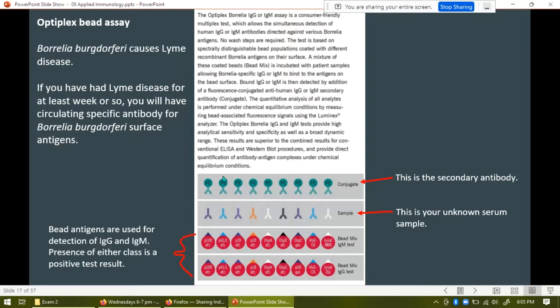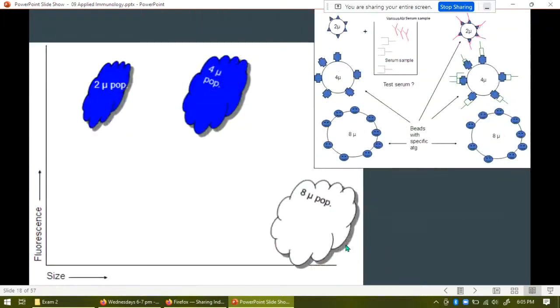Then there's a secondary antibody. There's a sample that you add to the beads. And I believe the IgM beads are a different size than the IgG beads. So they're going to be sorted into different parts on the graph. Here's what the data might look like for that first picture. And this is what you could expect to see for the Borrelia burgdorferi as well.